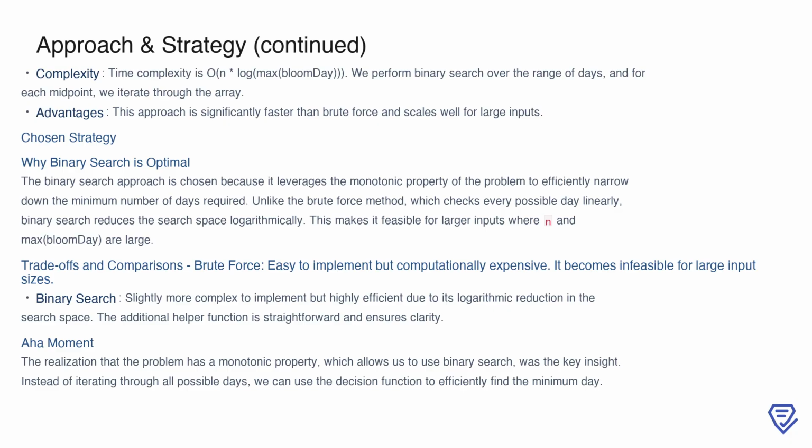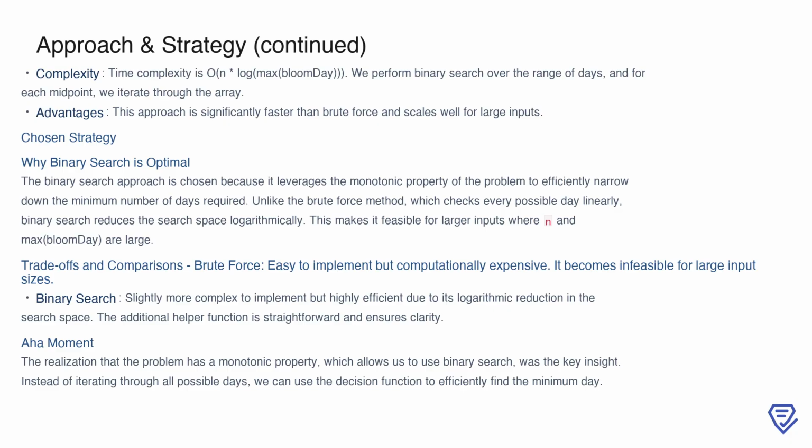Here, we perform a binary search over the range of possible days, and for each midpoint, we iterate through the bloomDay array to check if the condition is satisfied. This is a significant improvement over the brute force method because the search space is reduced logarithmically. The advantages of this approach are clear: it scales well for large inputs and avoids the inefficiencies of the brute force method.